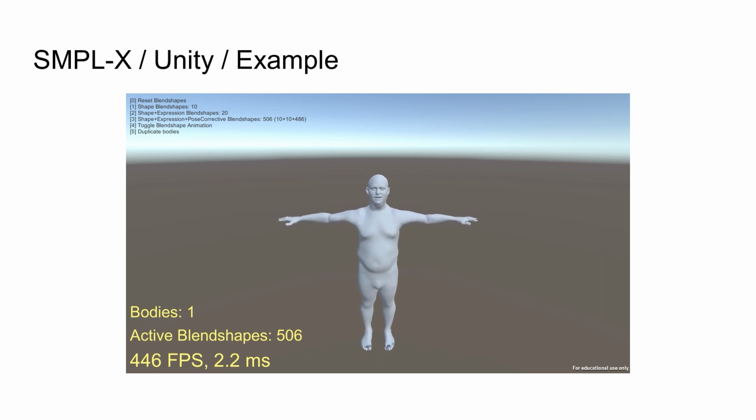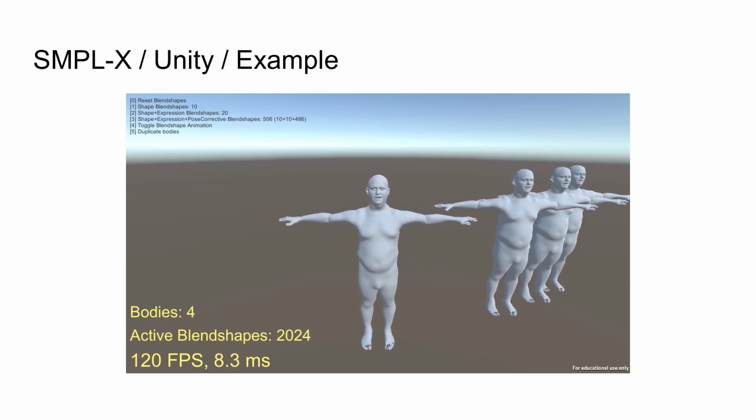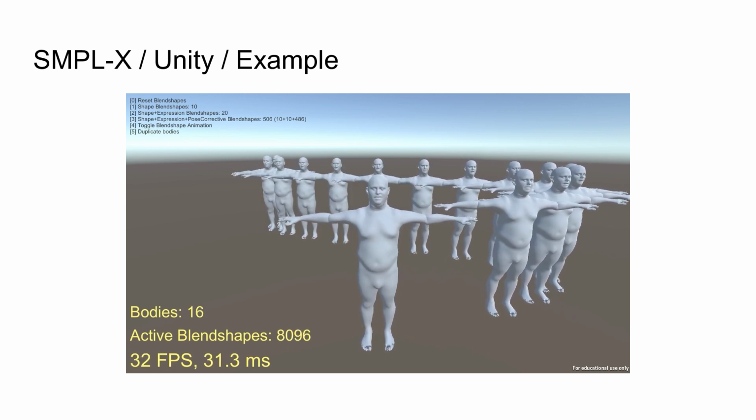Let's now add more SMPLX bodies to see how this affects the overall frame rate. We can quickly see that for crowd scenes, it becomes important to reduce the amount of pose-corrective blend shapes. If you want to use SMPLX characters for crowd scenes, you might want to disable pose correctives for distant characters since they have a small on-screen size.